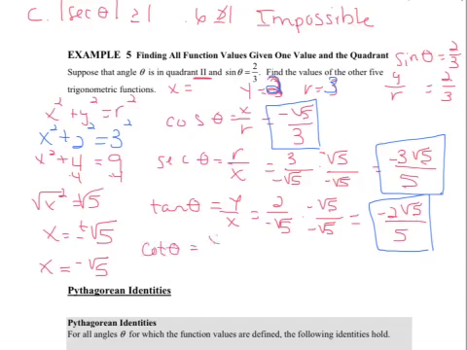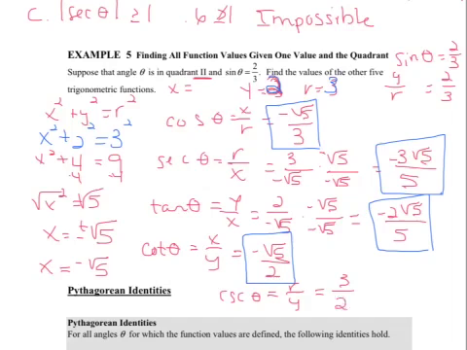Cotangent of theta is x over y. I know my x value is negative square root of 5. My y value is 2. I do not have to rationalize my denominator. So negative square root of 5 over 2 is my cotangent of theta. One more, my cosecant of theta is r over y. I know my r value is 3. My y value is 2. So cosecant of theta equals 3 over 2.